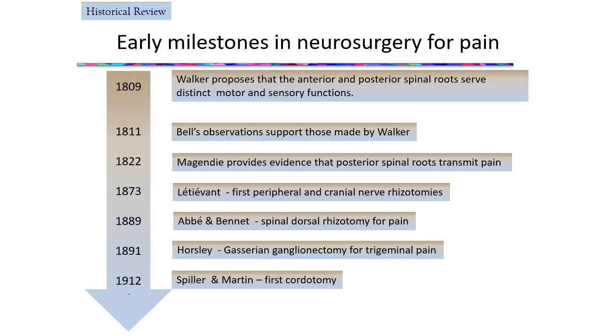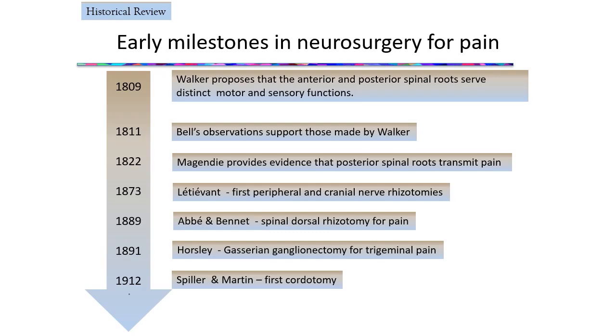The modern era in the neurosurgical management of pain began at the start of the 19th century. In 1809, Walker proposed that the anterior and posterior spinal roots serve distinct motor and sensory functions. Bell subsequently expanded this idea, and Magendie in 1822 provided evidence of the role of the posterior spinal roots in the transmission of pain. A procedure for the relief of pain was probably first reported in 1873 when Letiewan published his description of peripheral and cranial nerve rhizotomies.